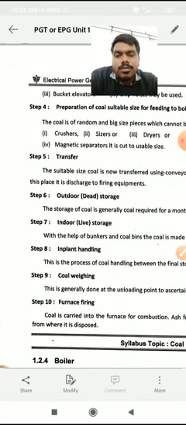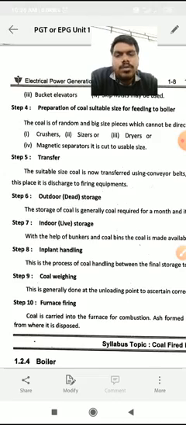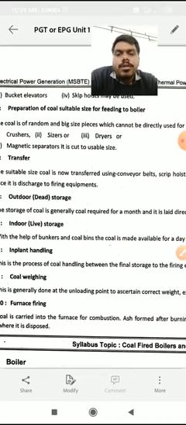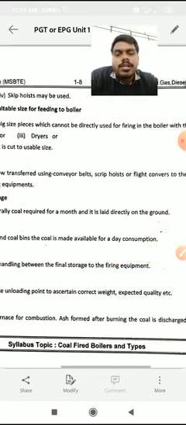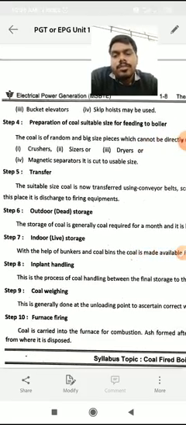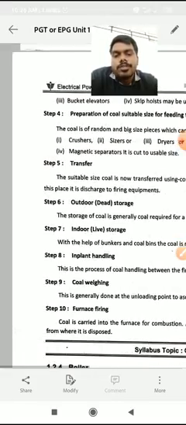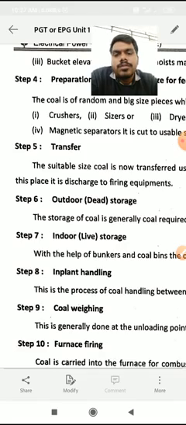Now there are actually two types of storage: dead storage and live storage. As the name suggests, dead storage is the storage of coal generally required for a month, and it is laid directly on the ground. Live storage, with the help of bunker, means the coal is made available for a day's consumption. Live storage means the daily usage of coal, which is stored indoors.